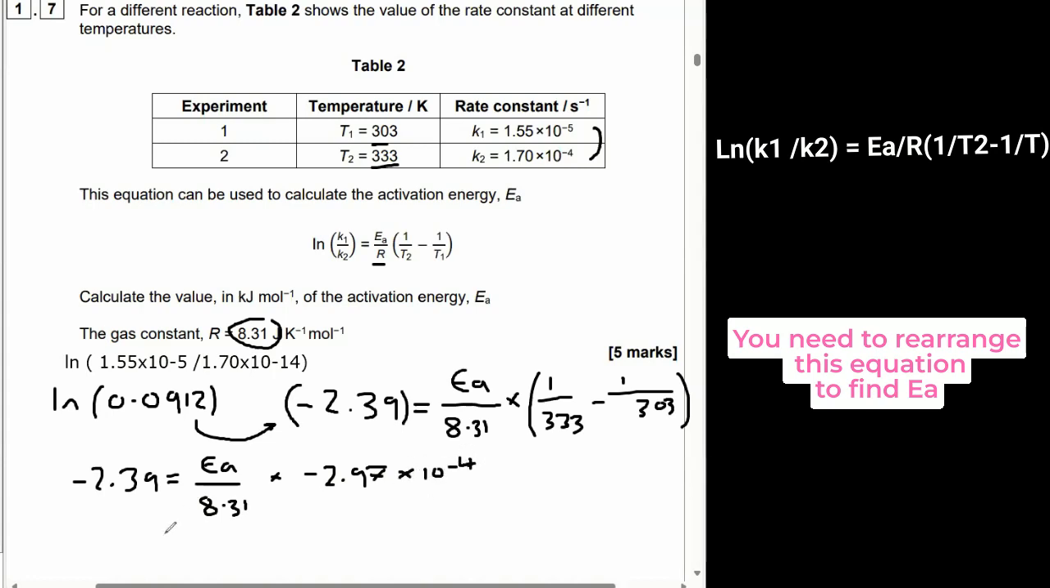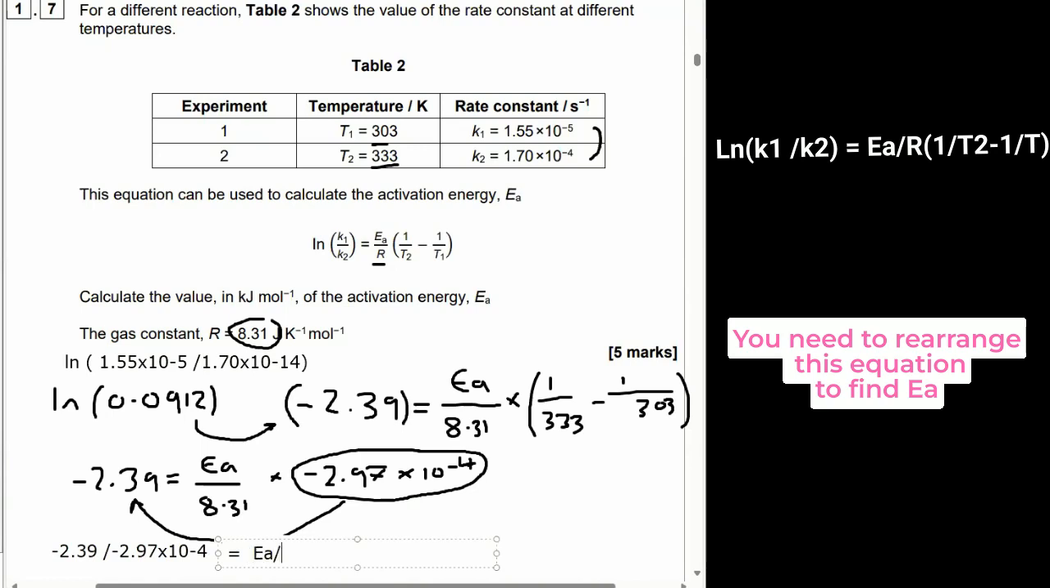Now, I want to bring that minus 2.97 times 10 to the minus 4 over to the left, and I can do that by dividing both sides by that. So I'm going to end up with minus 2.39 divided by minus 2.97 times 10 to the minus 4, and that is going to equal EA divided by 8.31.